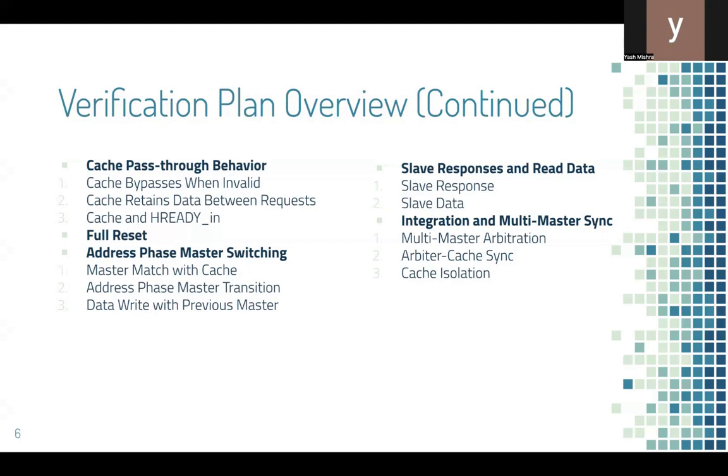Further, address phase master switching, master-to-master cache, address phase master transition, data write with previous master. Further, the slave responses and read data, we check the value of the slave responses and if the data is returning correctly. And last but not least is the integration and multi-master sync, which is the final section. It ensures that the entire system works when multiple masters are active by checking the multi-master arbitration, arbiter cache sync, and cache isolation.